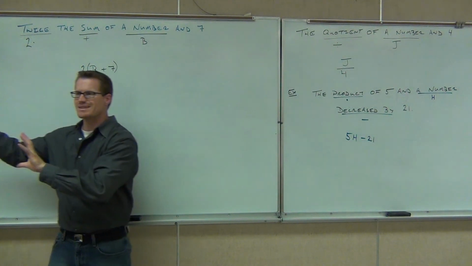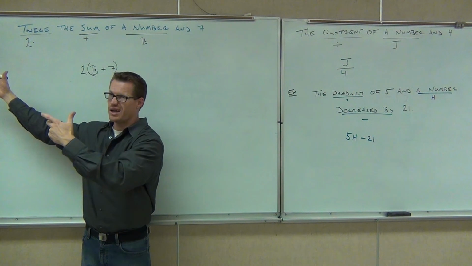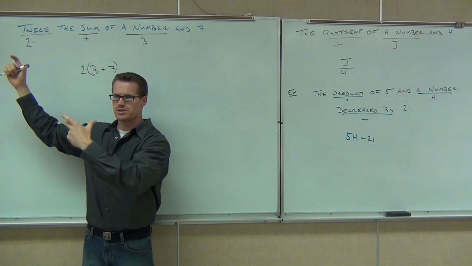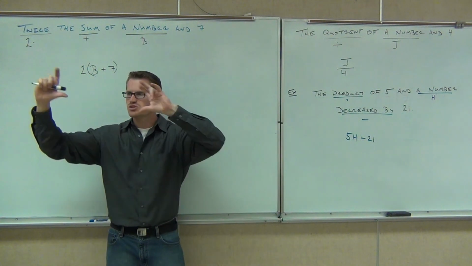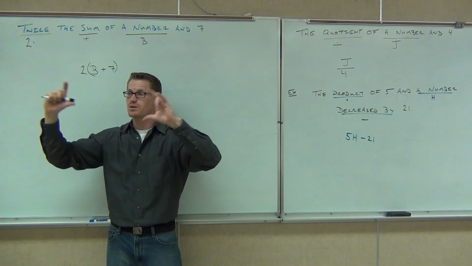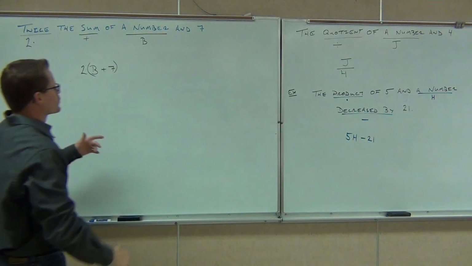So whenever you read that it says twice, or the product of, or the quotient of the sum, that suggests there's going to be parentheses somewhere. If it doesn't give you directly what you want, you're probably going to have some parentheses. Watch out for that. And here, of course, we have that.